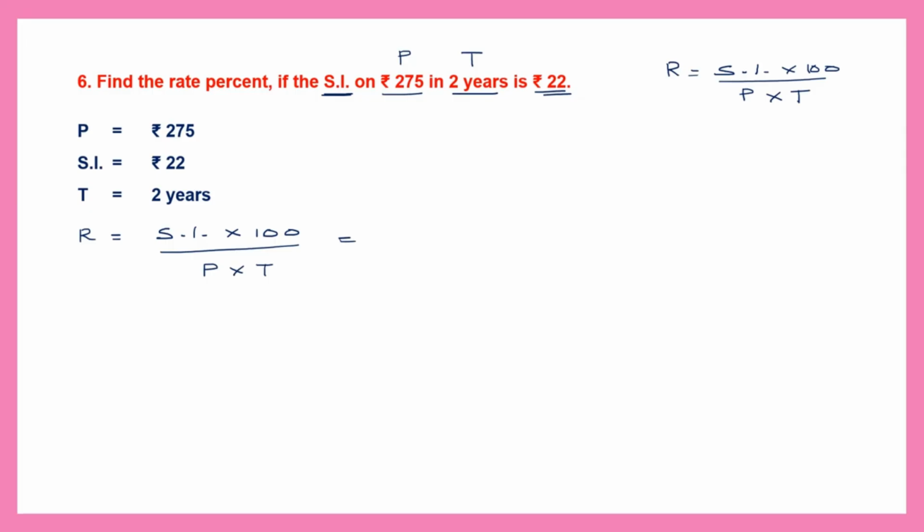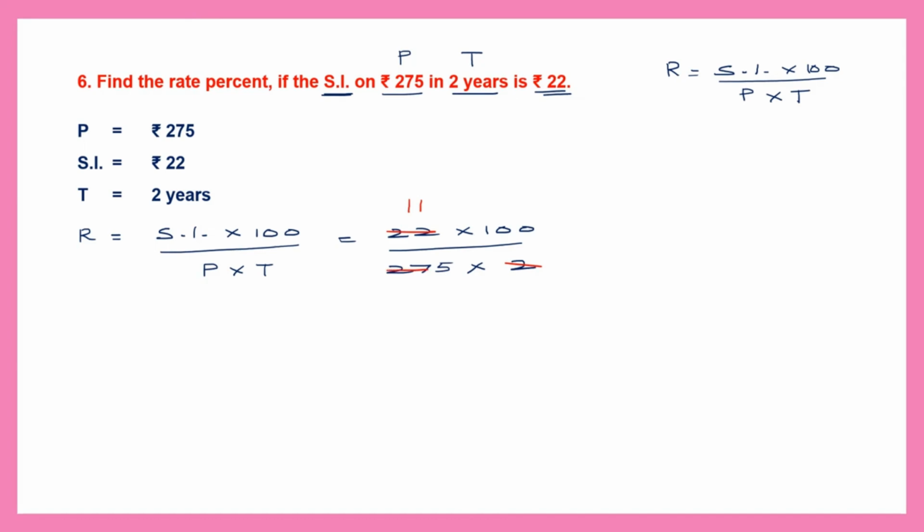So this will be, simple interest is 22 rupees into 100 divided by principal, which is 275 rupees, into time, which is 2 years. So now let's see what we can cancel here. We can cancel 2 and 22. 2 11s are 22. Now what else can be cancelled? We can cancel 275 and 100 by 5.